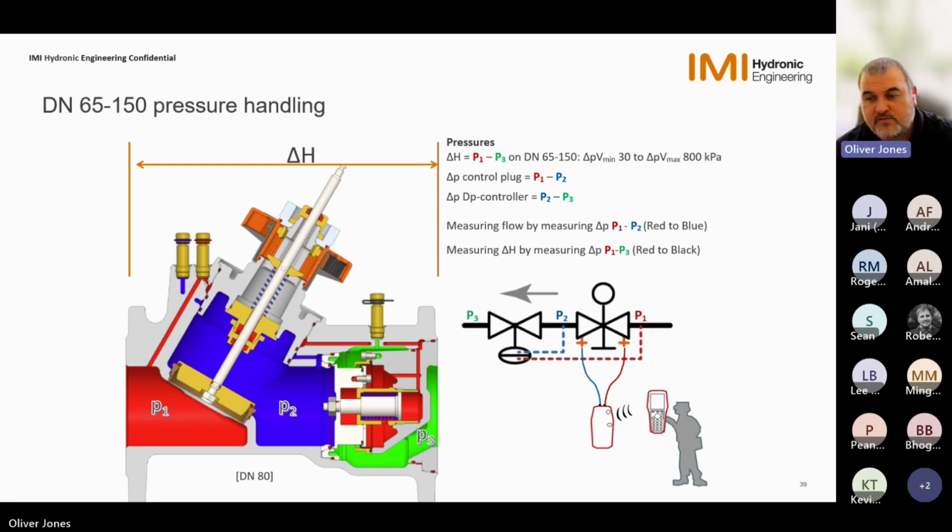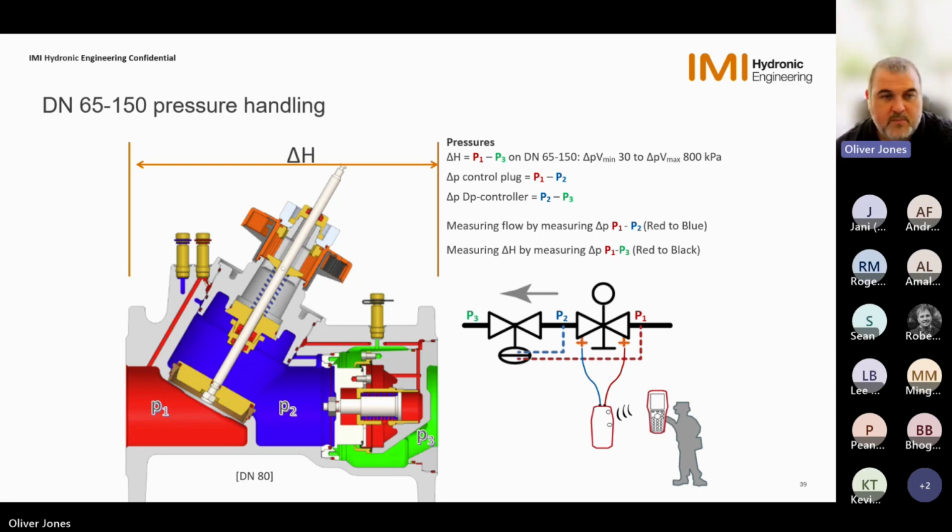For the slightly larger valve, we require a minimum of 30 kPa, but we can go to a maximum of 800 kPa. On the next couple of slides, we'll see that we have some slightly increased differential pressures as a minimum, and the maximum still goes to 800 kPa. We do some high flow versions of the valve, and the high flow versions require a slightly increased minimum differential pressure in order to operate.